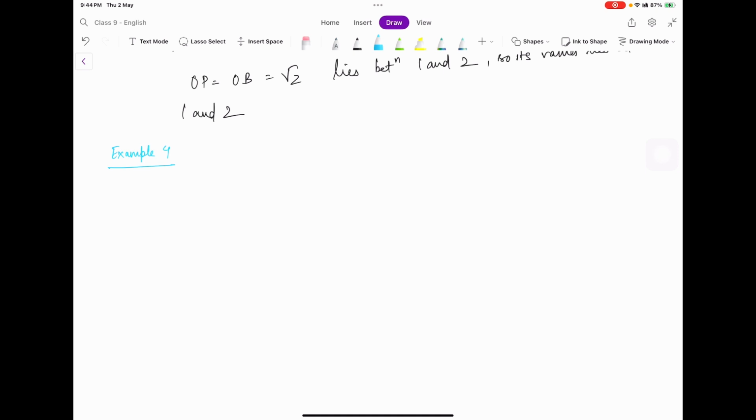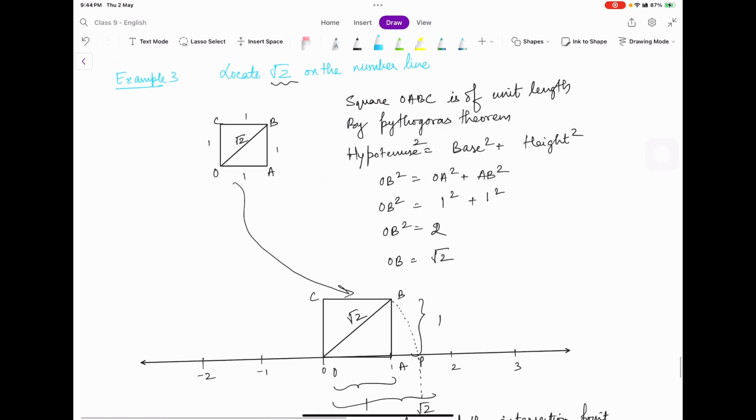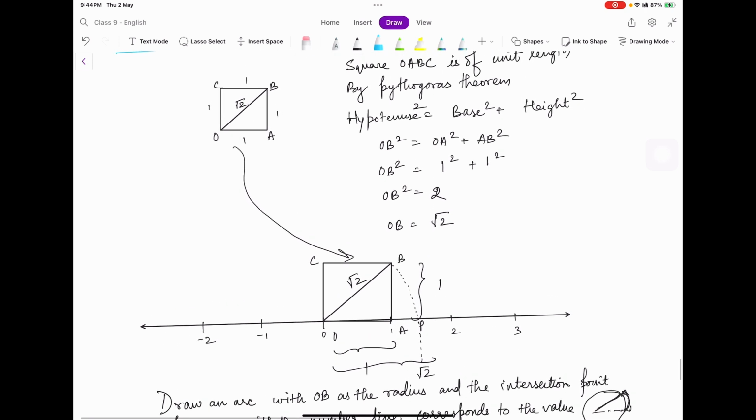So here it is, locate. Whatever I have discussed, you have to write step by step. See, you have to draw a circle. I would say let OABC be a square of unit length. By Pythagoras theorem, OA equals 1 unit length, AB equals 1 unit length. So by Pythagoras theorem, OB value is root 2.